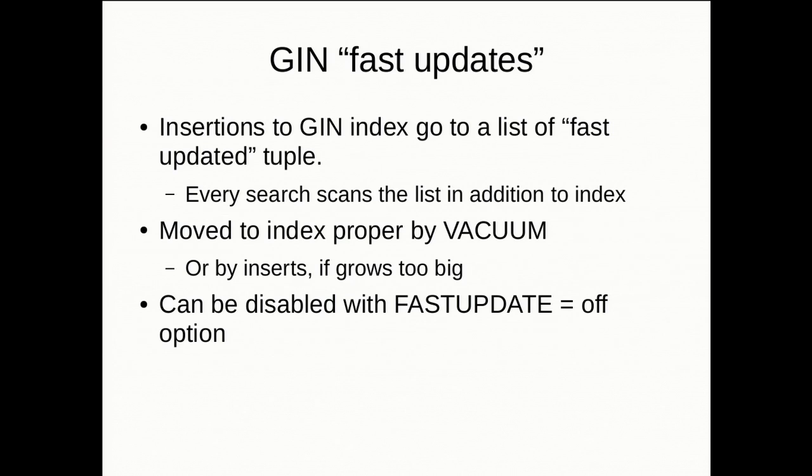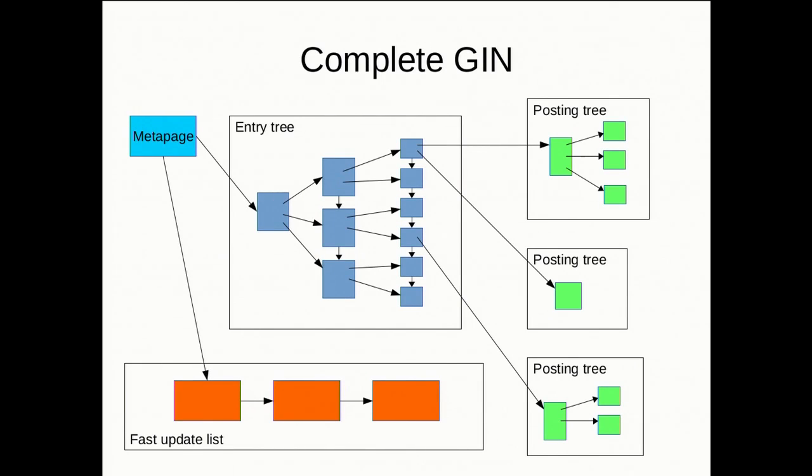So there's an option to turn it off. And I was just listening to Vladimir's talk on how they used Gin in Yandex. And as a side note, he just said something like, yeah, we use Gin and we turn fast update off, of course. He didn't go into details on why, but a lot of people just turn it off. Anyway, it's there.